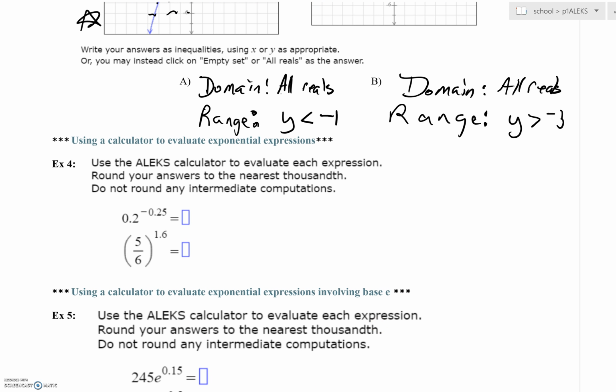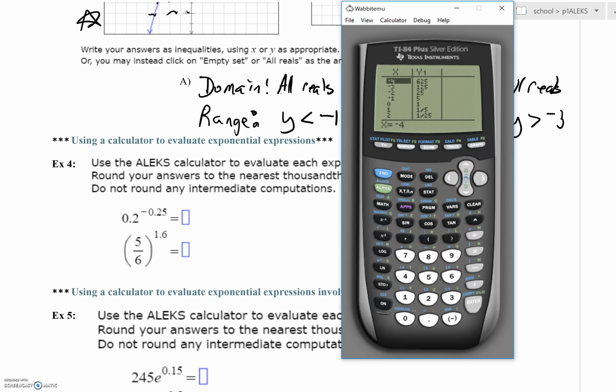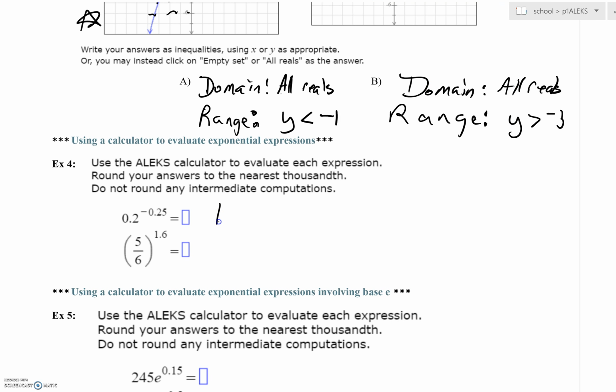Okay, as we look at number 4, really a gift question, we're going to go ahead and just use our calculator. We can type in 0.2, hit the caret button, and type in negative 0.25. Just type it out exactly as you see it. We're going to go to the nearest thousandth. That's to 3 decimal places. 1.495.